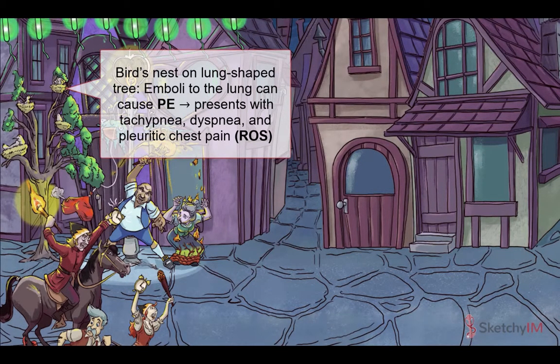PE, represented by the recurring sketchy symbol, the bird's nest in that lung-shaped tree, classically presents with tachypnea, dyspnea, and pleuritic chest pain. Check out our PE sketch for more info on the clinical manifestations of pulmonary embolism.